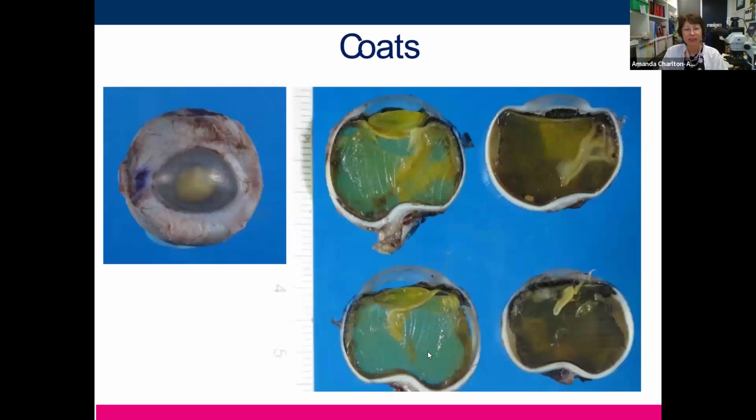Right, Coats. We did get one at Children's Hospital at Westmead, and it looks quite different. It's full of this glassy exudative substance, and the poor retina has fallen off here. There's no tumour, absolutely no tumour whatsoever, but it does have a white pupil.